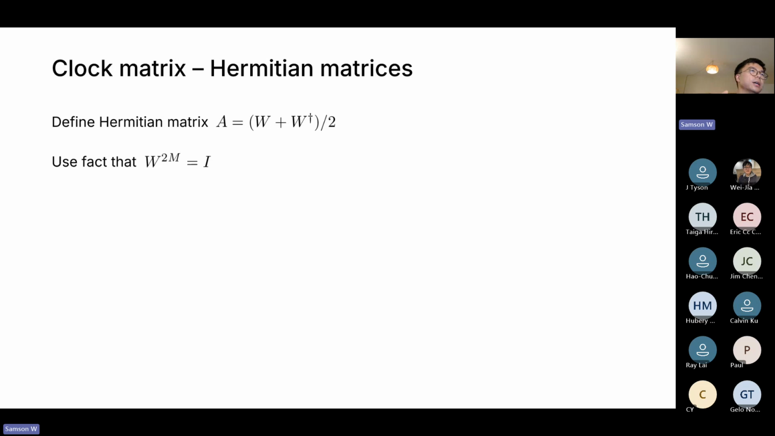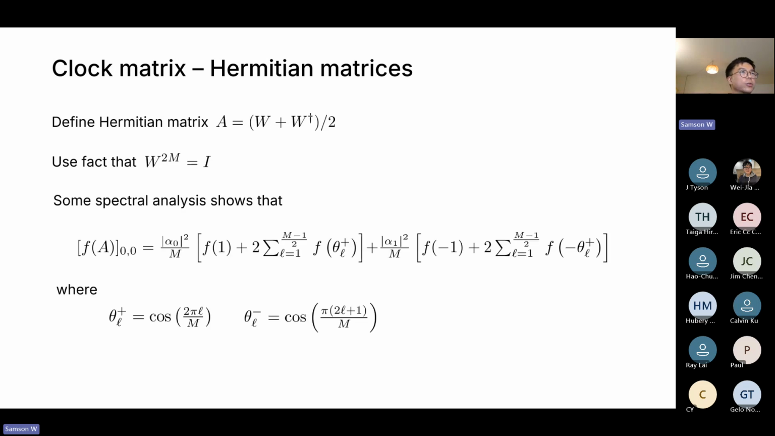And so we use the fact that W to the 2m is the identity matrix. This fact helps with some spectral analysis. And if you crunch through things, we'll find that for the matrix monomial problem, or indeed any function, which I've now written in generality, the 0/0th entry can be related to a little mess of things, where on the right-hand side the key thing is that there's the alpha 0 squared coming out at the front as a coefficient. So this is some relation between the matrix entry problem and the output of our quantum circuit. Everything else is just a number and easy to compute. It's just scalar functions, so this is something that you can actually evaluate.